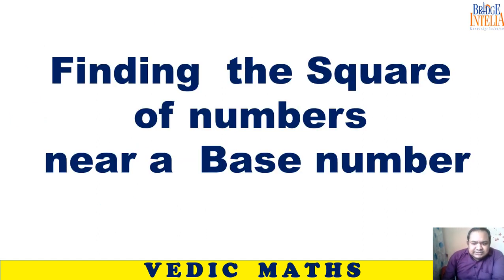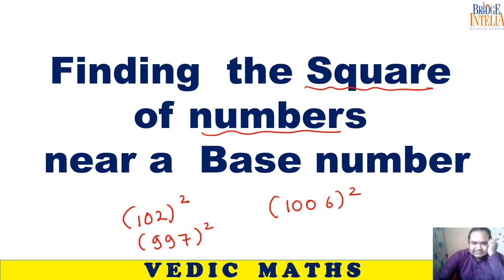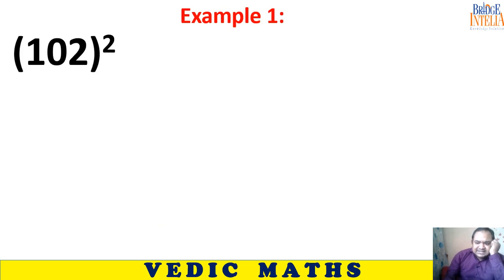Now, we understood the concept of deviation and how do we double the deviation. So, now we can learn the shortcut. Shortcut for what? To find the square of those numbers which are very near to base number. For example, 102 whole square or 997 whole square. All these numbers are very close to base. So, we will now learn the shortcut. Let us take an example.